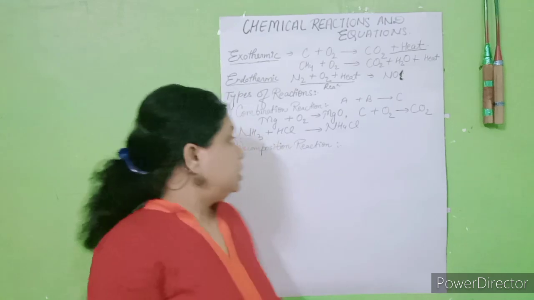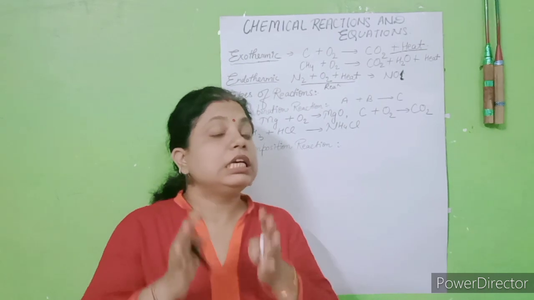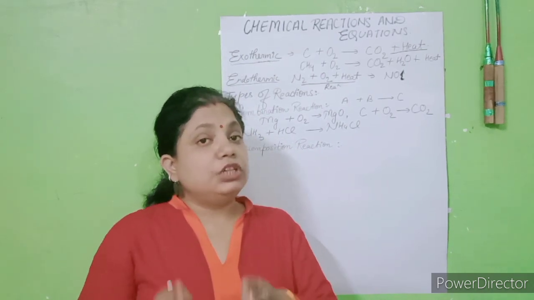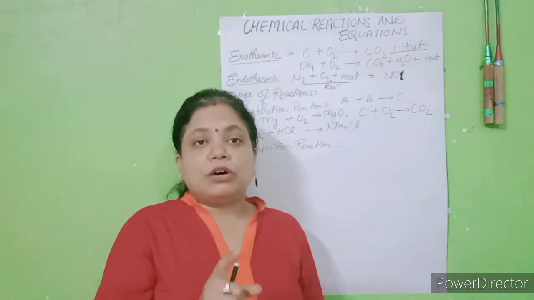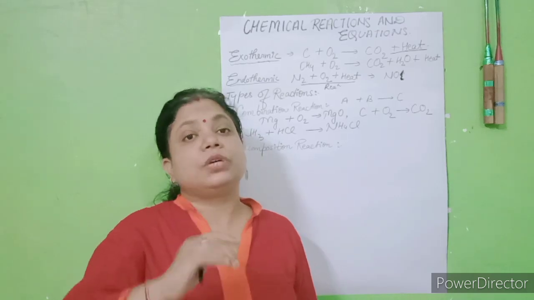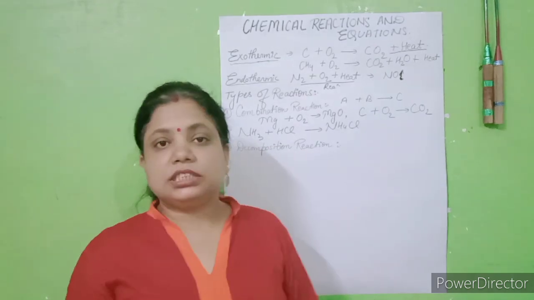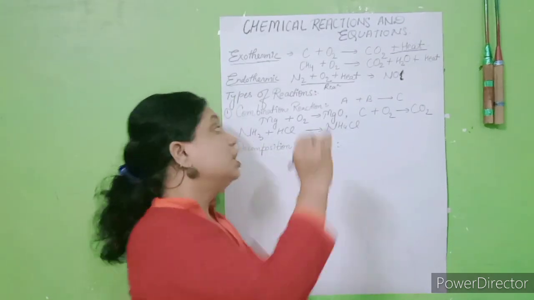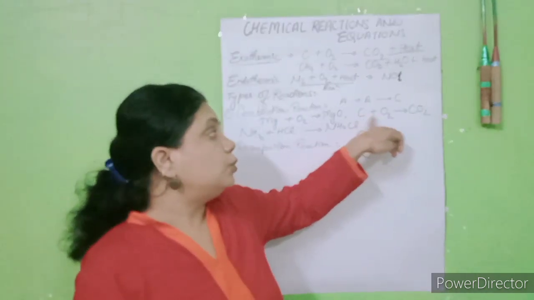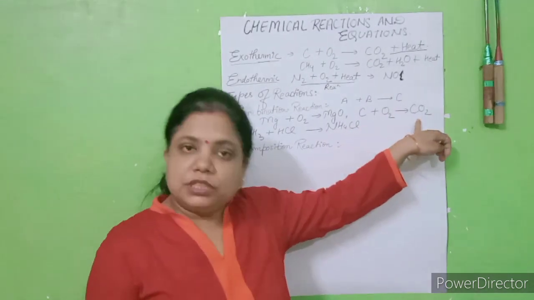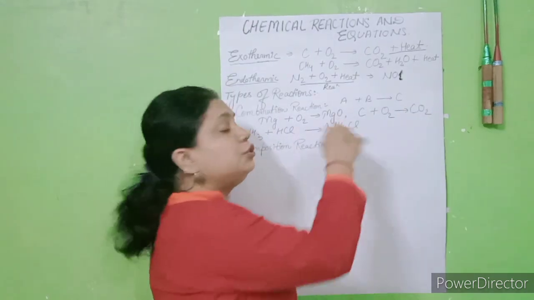Decomposition reaction, students, means where one single compound decomposes and forms two or more compounds. Where one compound decomposes, either breaks down or splits, and forms two or more compounds. Decomposition reaction is just the opposite of the combination reaction. In a combination reaction, two elements combine and form one single product, but in a decomposition reaction one single compound decomposes and forms two or more compounds.